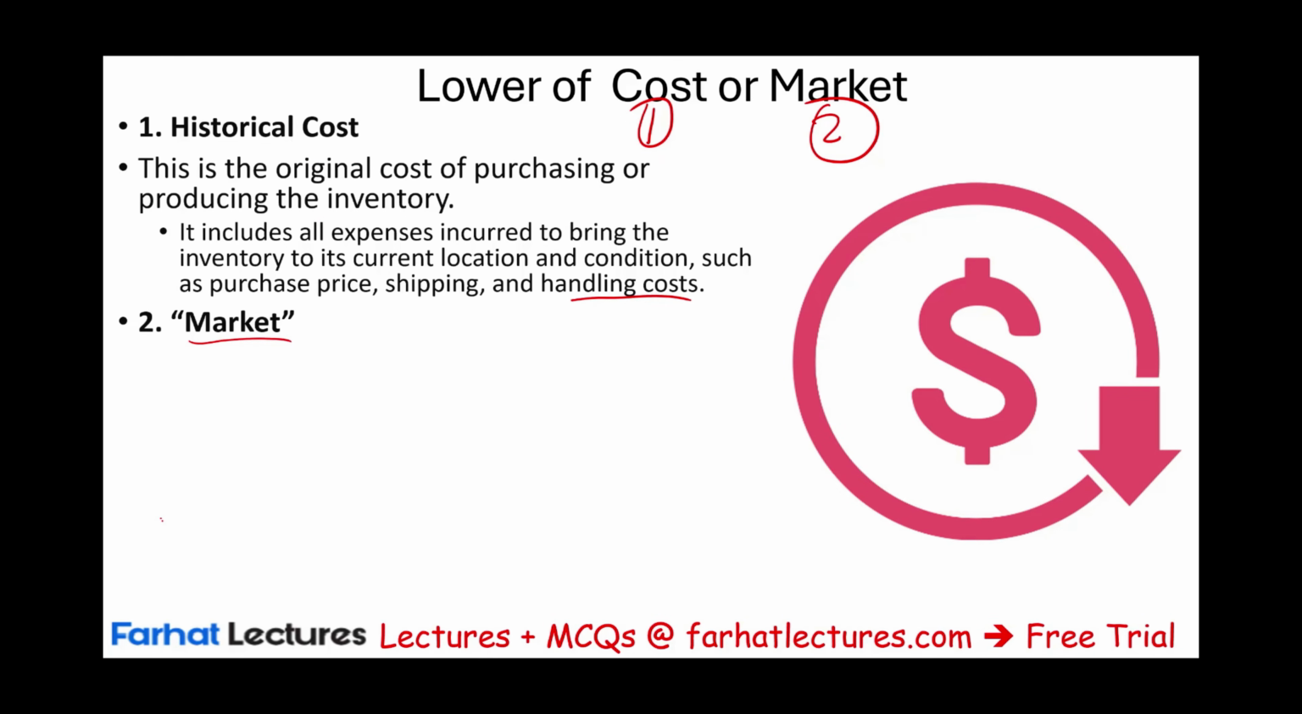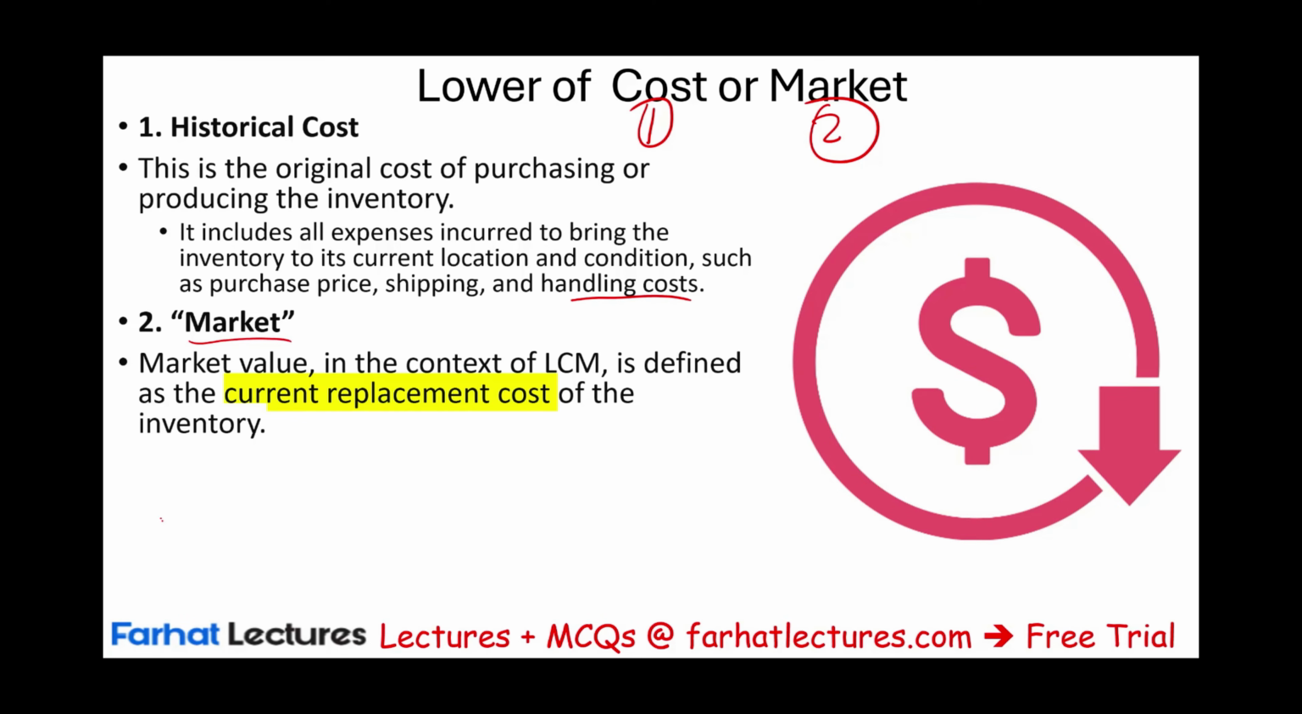Now notice market. When you think of market, you would think how much this item will be sold at. Not really. In this context, market value is defined as the current replacement cost of the inventory. Remember when I showed you the calculator, I told you I purchased it for $10. Now I can replace it for $8. If I want to buy it again, I replace it for $8. So the market is $8. So from a financial accounting perspective, you will be given the cost and the replacement cost.